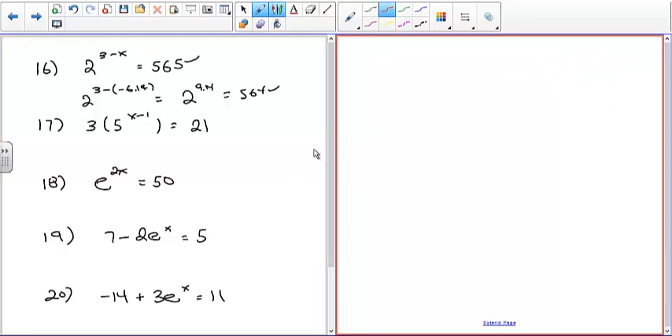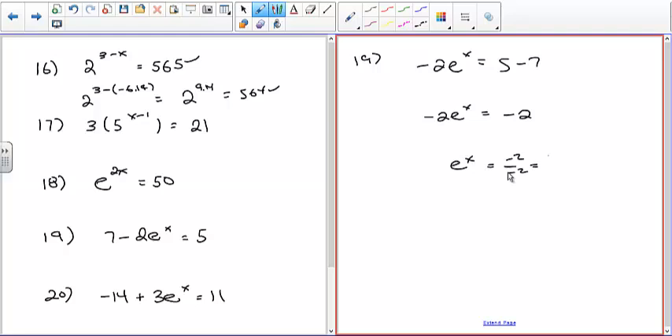Okay, now the next one we're going to have to do a little bit before we use the inverse properties. We want to take the 7 and put it on the other side. So what you'll have on the left-hand side is that second expression, negative 2e to the x, and on the right you'll have 5 minus 7, so we subtract 7 from both sides. That's negative 2e to the x equals negative 2. If you divide both sides by negative 2, you'll get negative 2 divided by negative 2, which is 1.